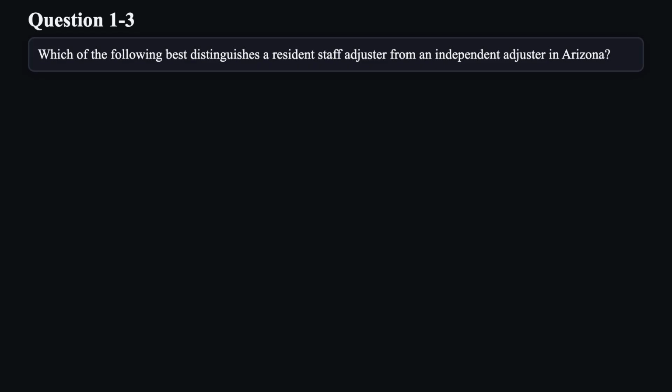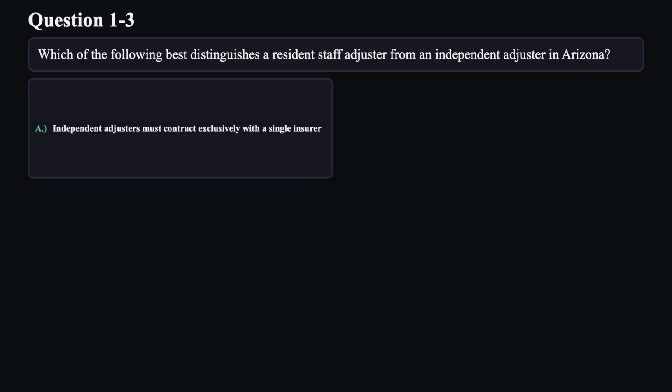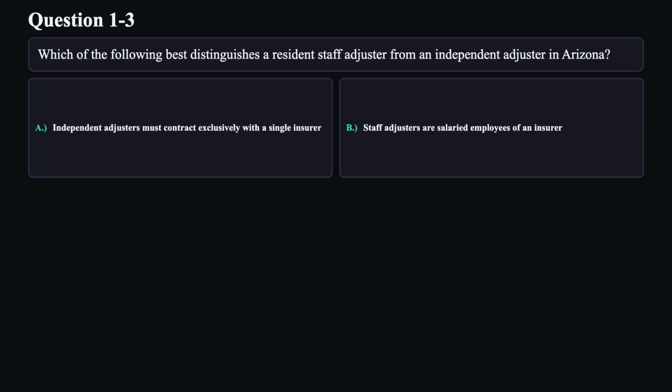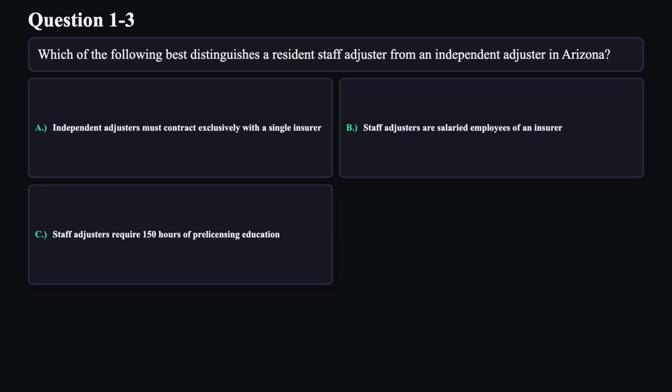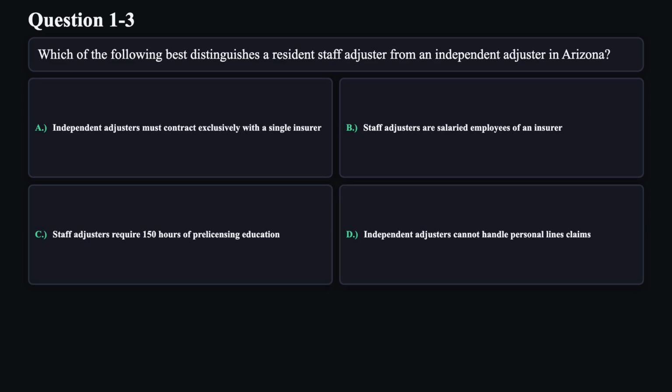Question 3. Which of the following best distinguishes a resident staff adjuster from an independent adjuster in Arizona? A. Independent adjusters must contract exclusively with a single insurer. B. Staff adjusters are salaried employees of an insurer. C. Staff adjusters require 150 hours of pre-licensing education. D. Independent adjusters cannot handle personal lines claims.